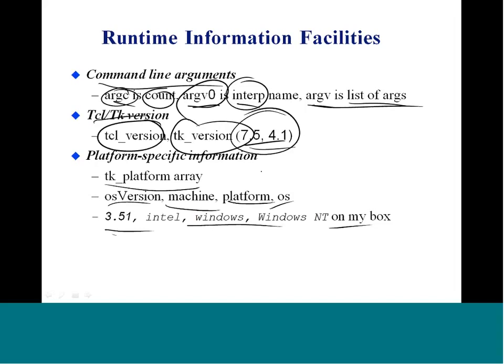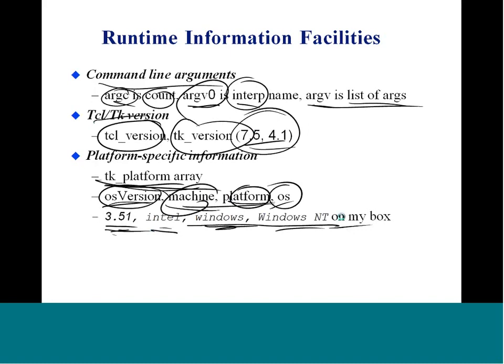Then there is platform specific information that you can query. One such thing is basically the tcl_platform array that prints out a whole bunch of information. We can also query the OS information, the machine, platform, and OS. This prints out these various things, and in that order. So it is the OS version, what kind of machine it is, what platform it is in, and then what is the OS itself.